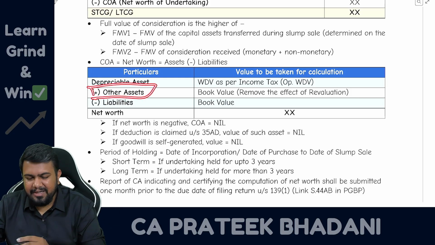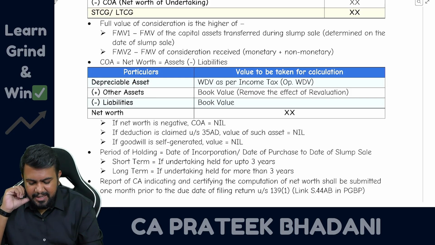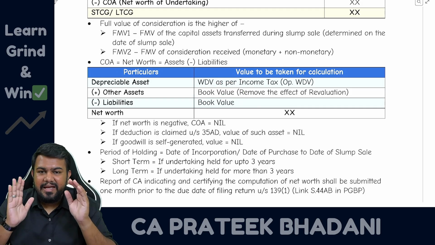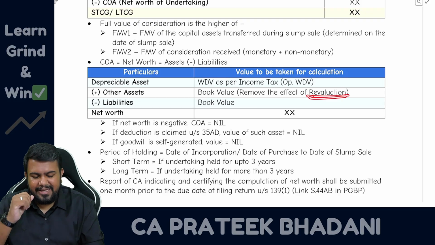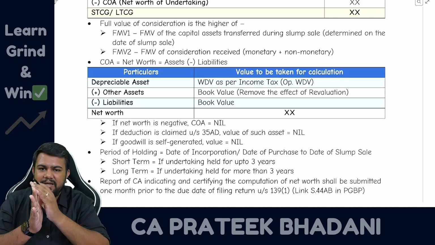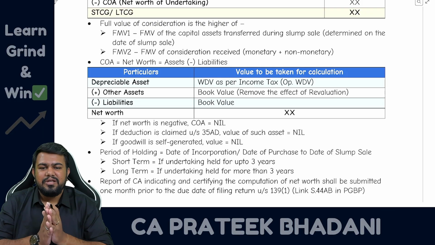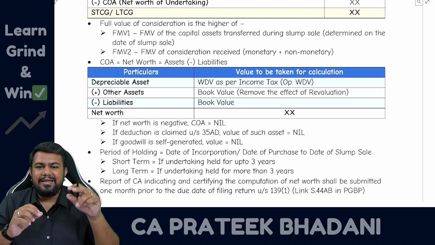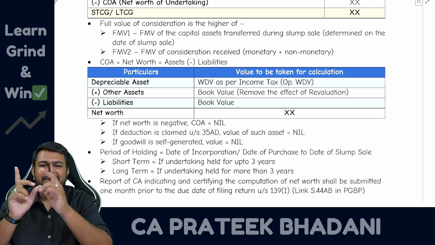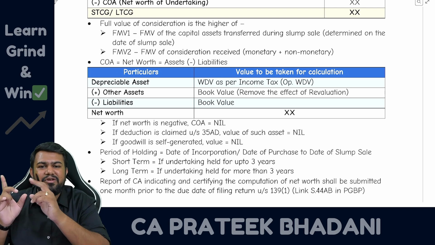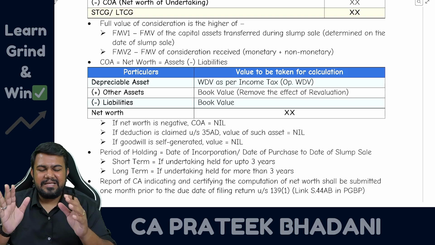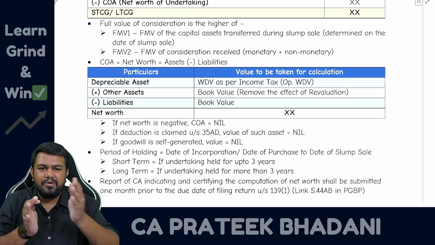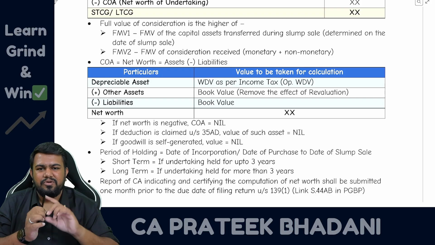And what about other than depreciable asset? For other than depreciable asset, take the book value. But if at all there is any revaluation, then you should remove the revaluation. So let's say there is a building. That building was only for 20 lakhs, but it was revalued to 80 lakhs. So that 60 lakhs balance will be transferred to revaluation reserve account, which will be there in the liability side. In such case, what should you take as the value of building? Only 20 lakhs. Whatever revaluation amount is there, you should remove. Only the original amount should be there.